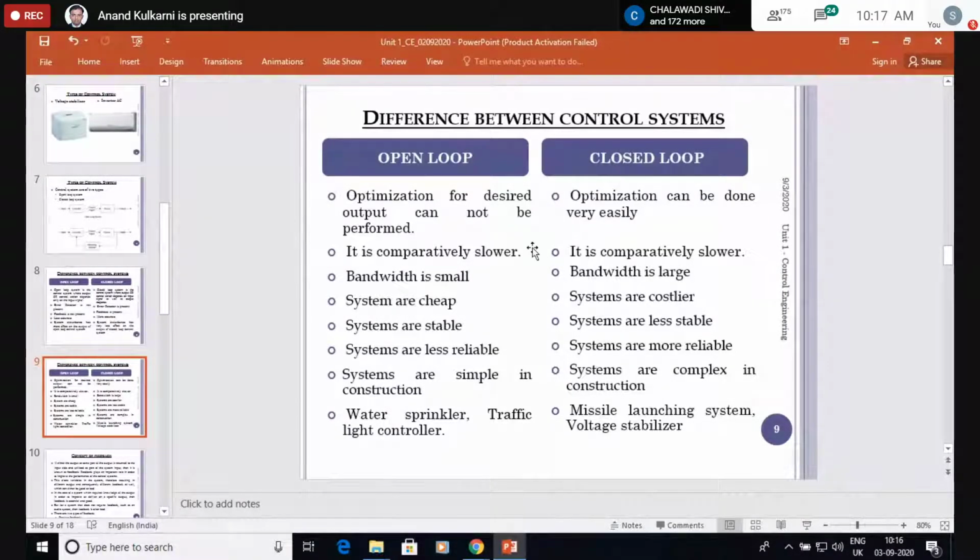Then it is comparatively slower. So it is, there is a mistake here. You can see it is comparatively slower is written in both the cases. It is not so. Open loop system is fast because if the input changes, the output immediately changes. So it is not slower, it is faster. Whereas closed loop system, see here, it is slower in response.